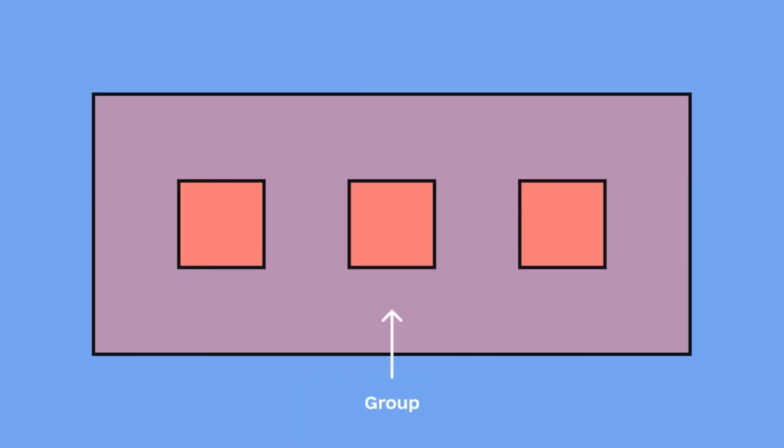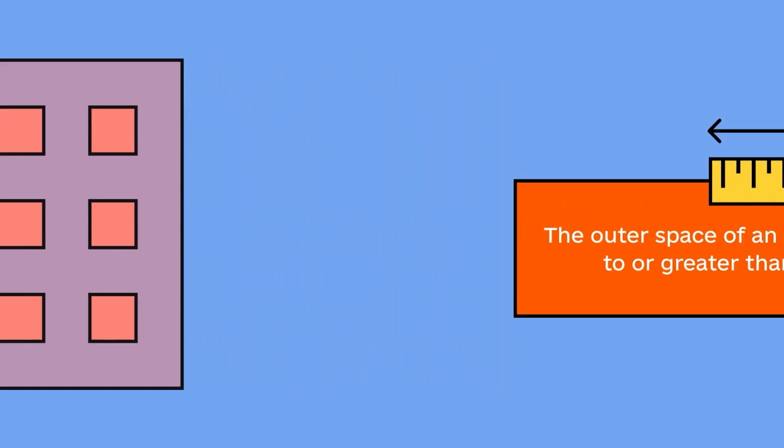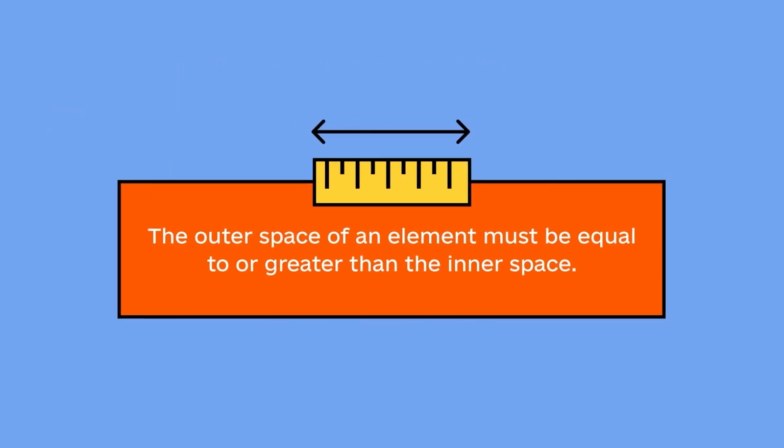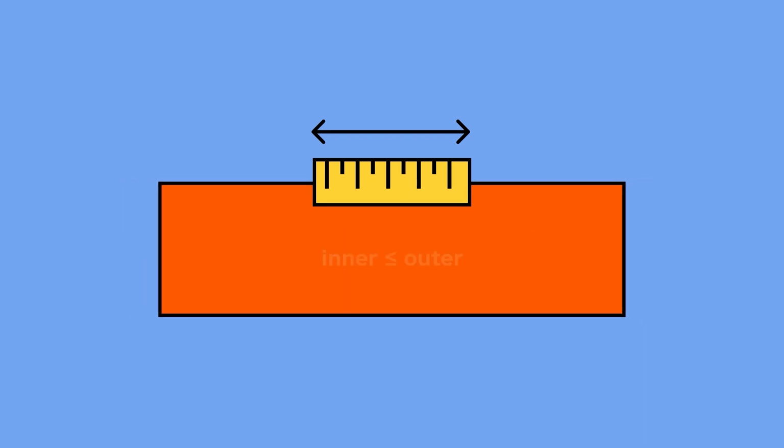Thus, we perceive elements as groups when the distances between elements are equal to or less than the size of these elements. Moreover, each group has its own space. Accordingly, the 2 groups interact with each other in a similar way. The smaller the distance within this space, the stronger the connection between the groups. The rule can be formulated more concisely as follows. The outer space of an element must be equal to or greater than the inner space. Or even like this, inner less than outer.